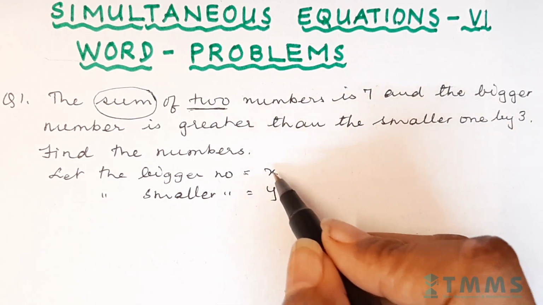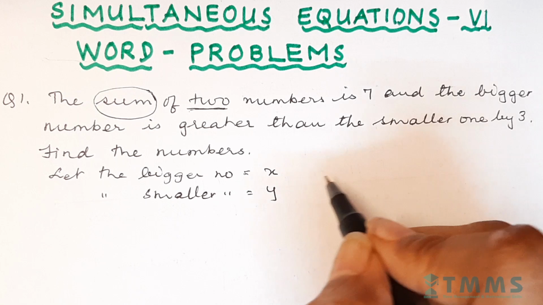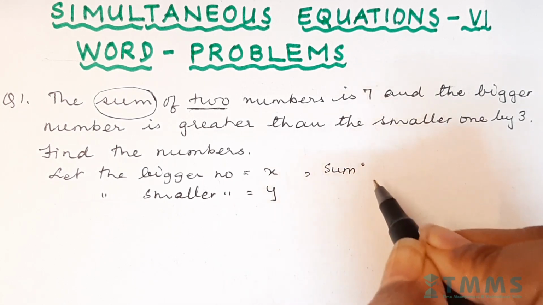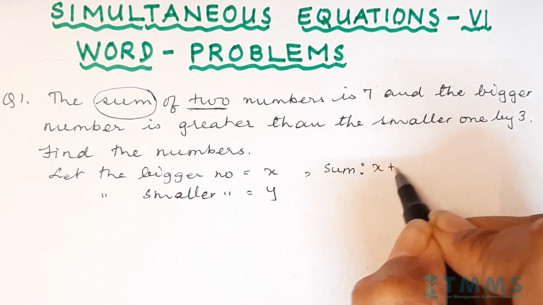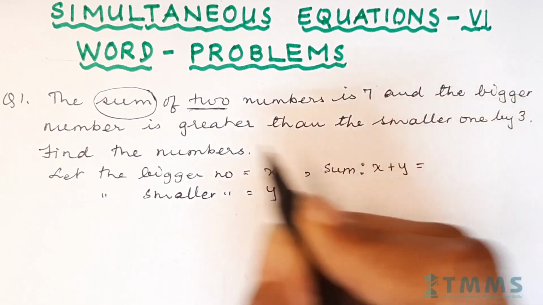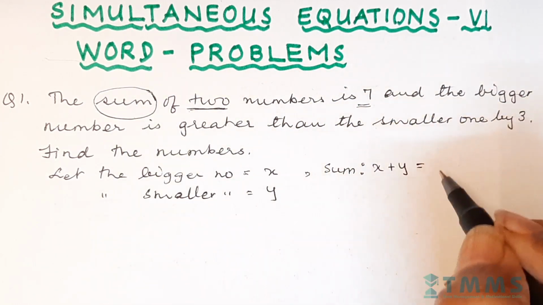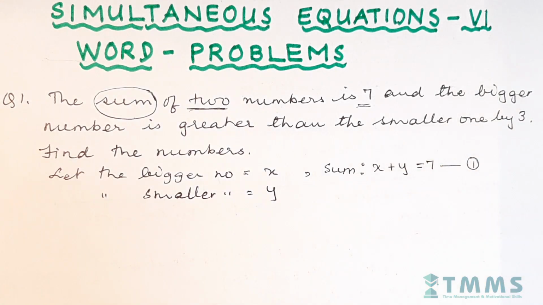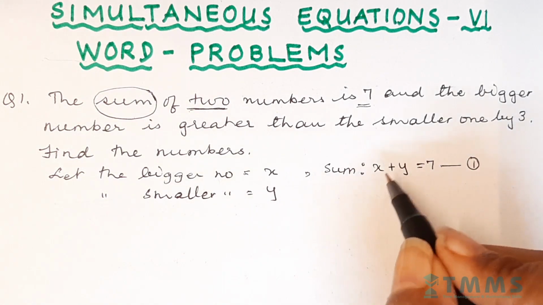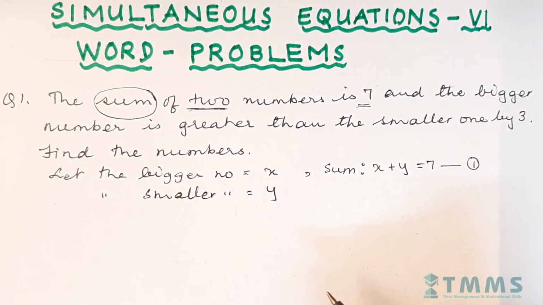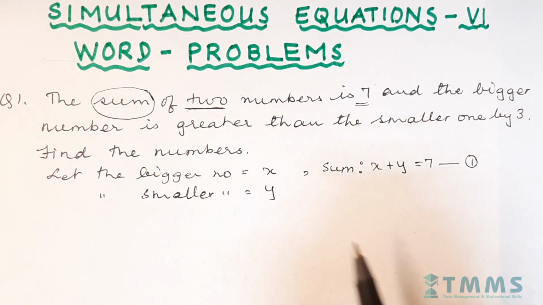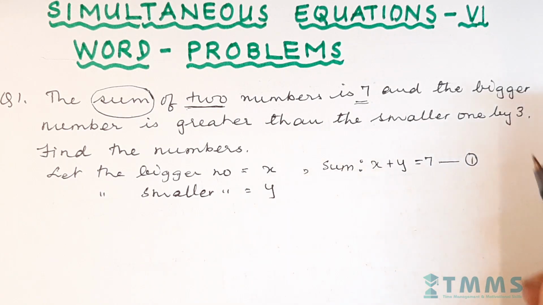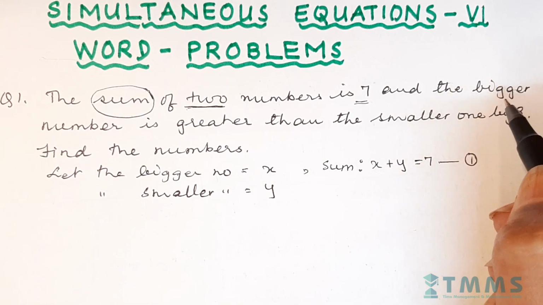And so the sum, what does this word mean to you when you add something? So if the two numbers are x and y, when you add them, their sum is going to be equal to x plus y. And they say that the sum is 7, so x plus y equal to 7. That becomes our equation 1. Now, if there are two variables, you must have two equations. Remember that. One variable, one equation, fine. Two variables, two equations.